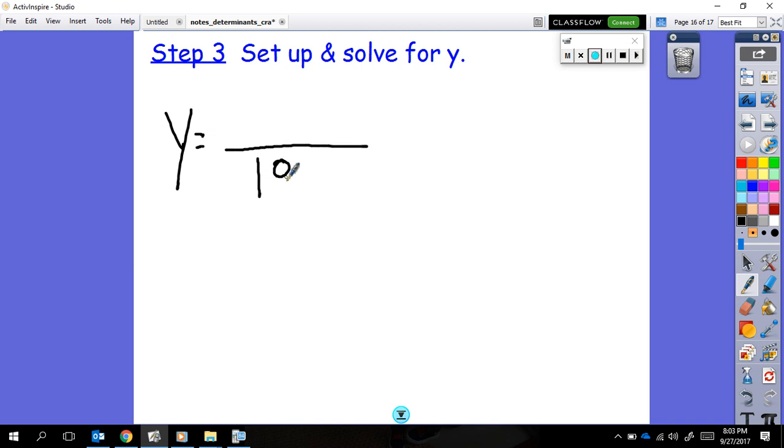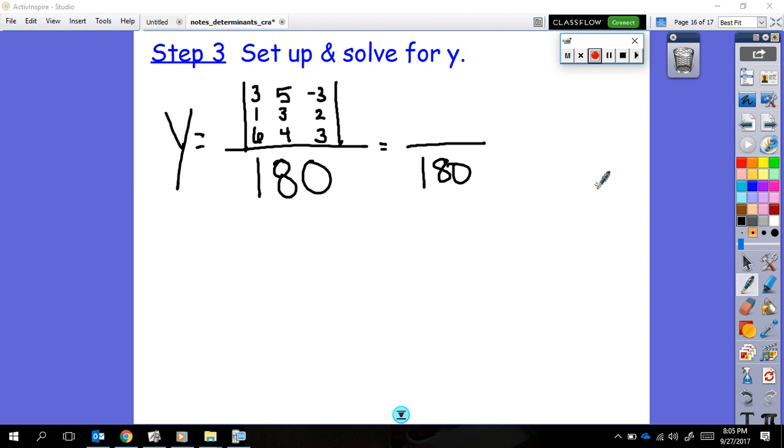Again, still 180 in the denominator. Remember, the only thing that changes is from that original coefficient matrix, my answers are going to go in the y column. So go ahead and hit pause and calculate, and then we will. Alright, so when I found the determinant of this one, I got 90. So 90 over 180 is 1/2. Okay, alright, let's do the last one.